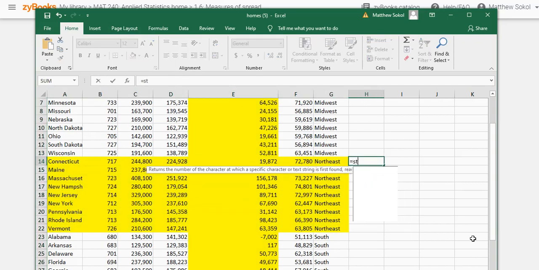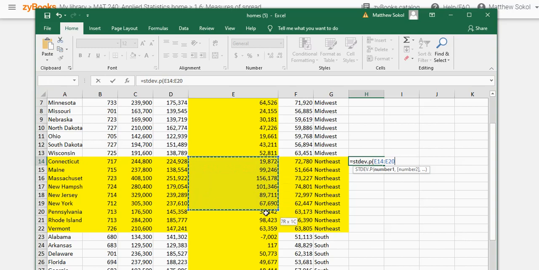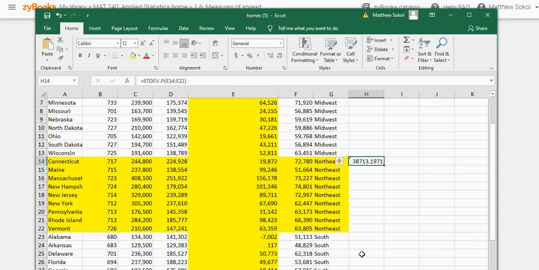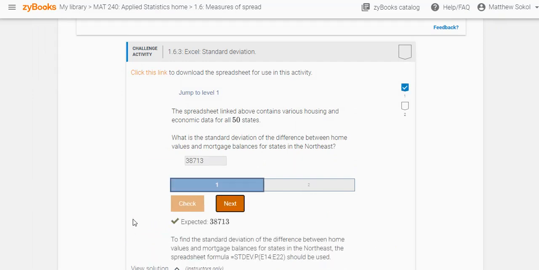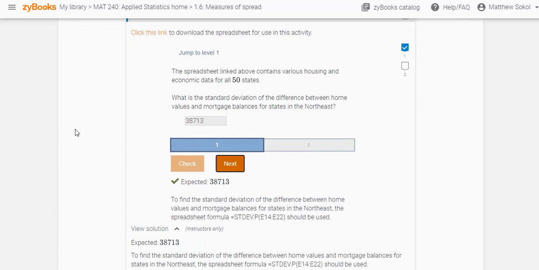So you're going to go stdev.p because you have population data here. You're going to highlight all these. And it looks like it's going to be $38,713. So 38713. And we got it. Saw the solution right there, actually.